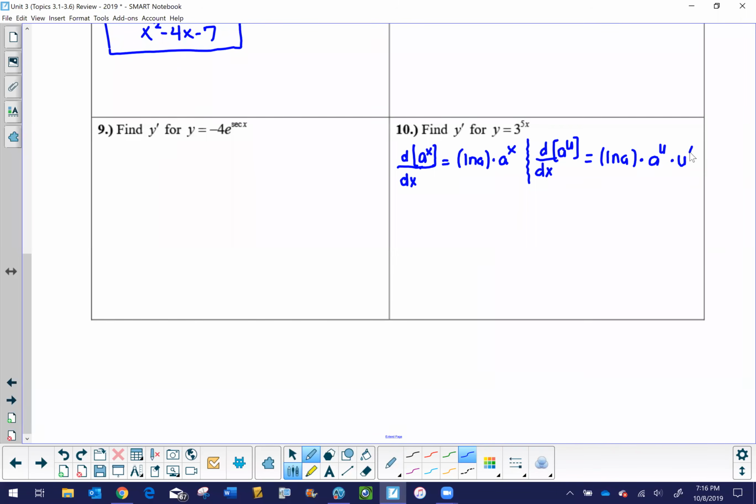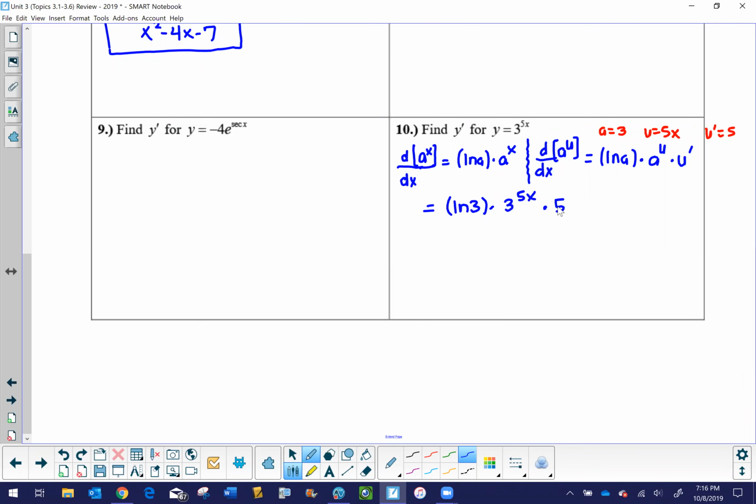So if we just use that idea, then in this particular problem, we can identify the fact that the a is 3, right? The base. And the u, of course, is 5x. And I suppose the u prime is pretty quick to find: 5. So that all being said, this particular answer starts off with natural log of 3, a to the u, which would be 3 to the 5x, and then we multiply by u prime, which is the 5.